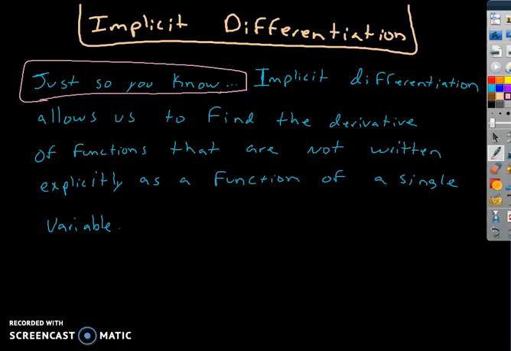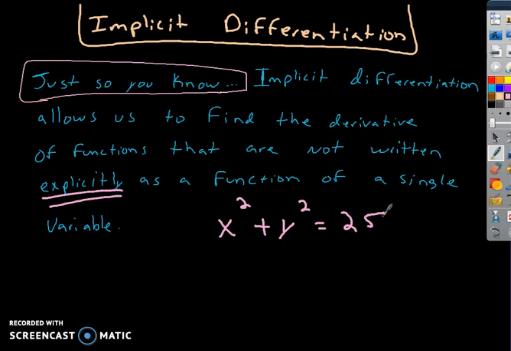Okay, so this video is about implicit differentiation. Just so you know, implicit differentiation allows us to find the derivative of functions that are not written explicitly as a function of a single variable. So what I mean is this. If I graph x squared plus y squared equals 25, this is not a function.